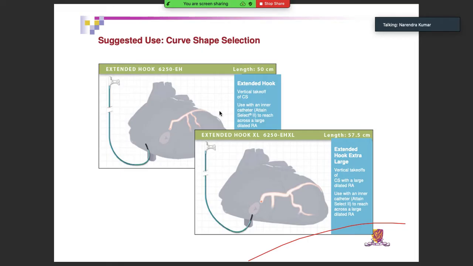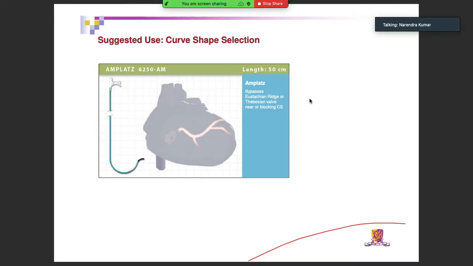Something is called the extended hook. The extended hook will be able to reach across if there is a large dilated right atrium, okay? And there are some options even for this, the extended hook, or extended hook extra large. If you have a very hugely dilated right atrium, you may consider it. Similarly, this is the one if you are expecting a block in the coronary sinus. For example, you have tried to pass the catheter, you're still not able to move around at all, and you expect a Thebesian valve as well, then you can think of that.